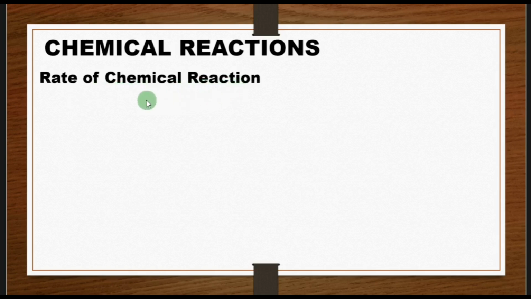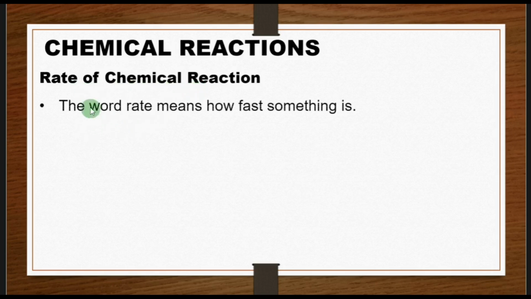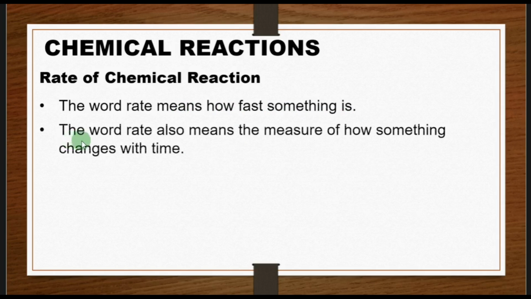Before going into detail of what the rate of chemical reaction is, we must know what the word rate means. The word rate means how fast something is. The word rate also means the measure of how something changes with the time. Maybe an activity is taking place, then you are measuring how long that activity is taking, then that is also rate. And rate also means speed.